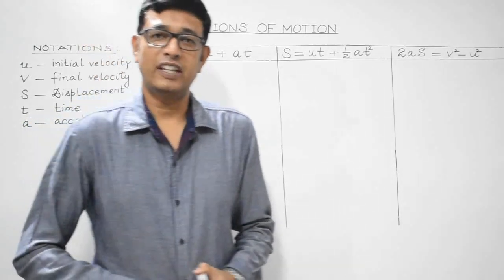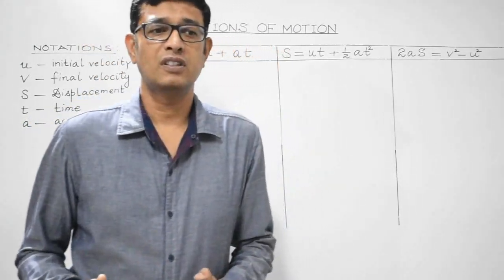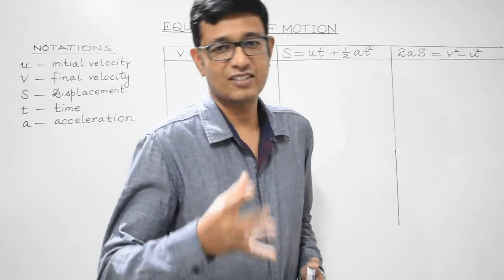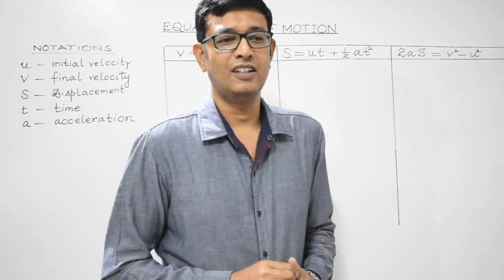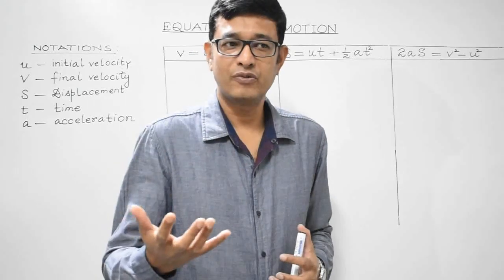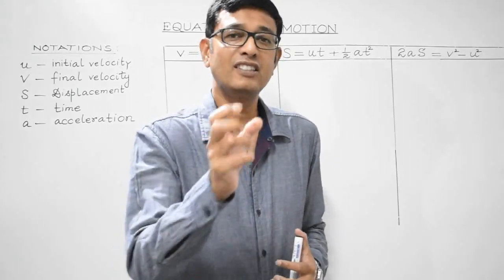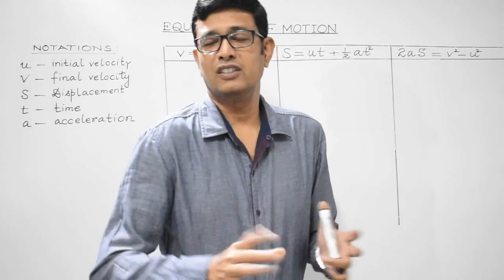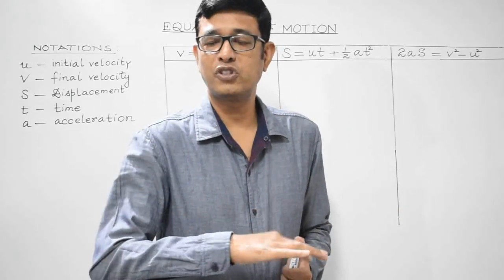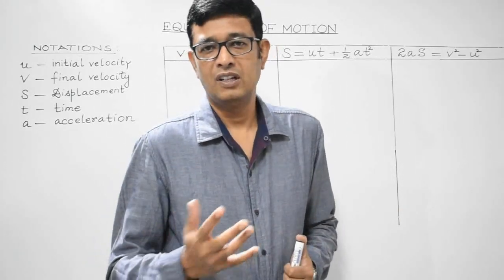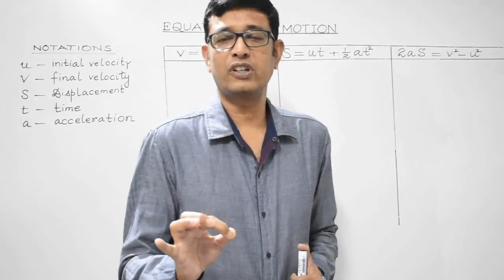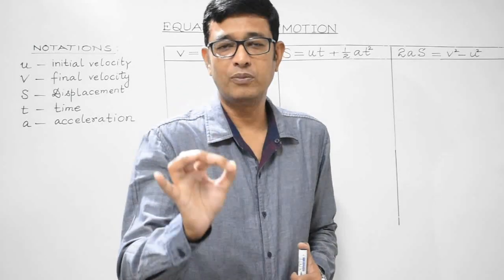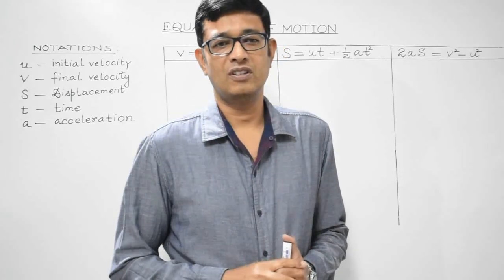In the previous lecture, what we have discussed was regarding uniformly accelerated motion. We have discussed acceleration in detail, isn't it? So when a is positive, when a is negative, when a is equal to 0, various graphs related to position-time, velocity-time, right? So in this lecture, we'll be basically concentrating on uniformly accelerated motion.